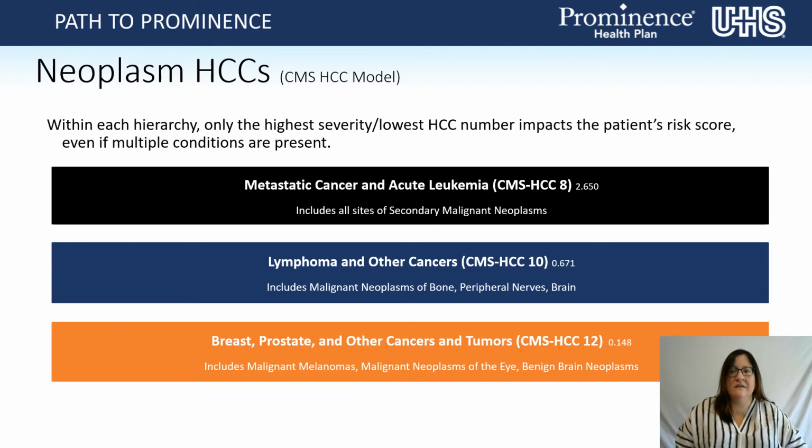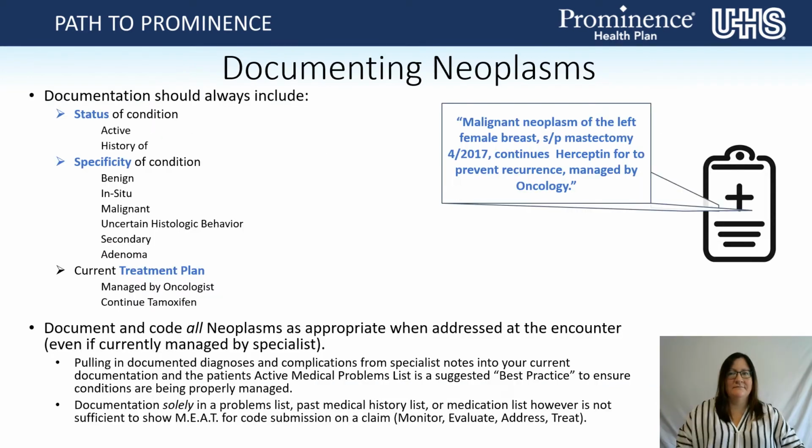And then you have CMS HCC 8, which brings a risk weight of 2.650 for metastatic cancer and acute leukemia, which also includes all sites of secondary malignant neoplasms. So when documenting for neoplasms, your documentation should always include the status of the condition, the specificity of the condition, and the current treatment plan for the condition.